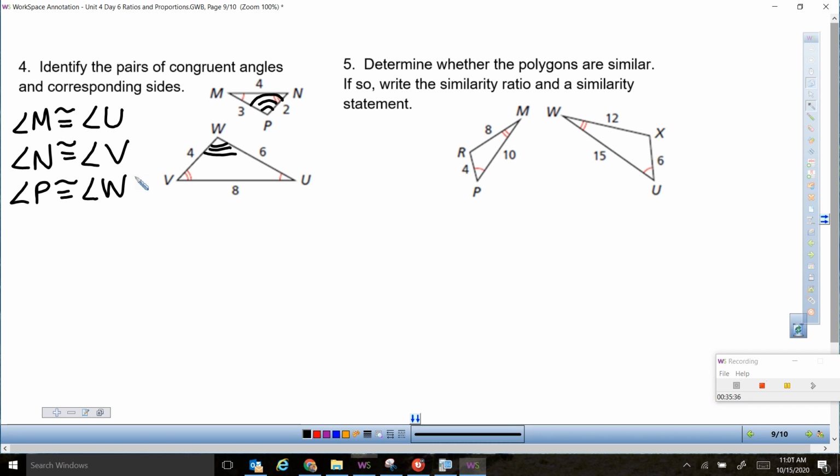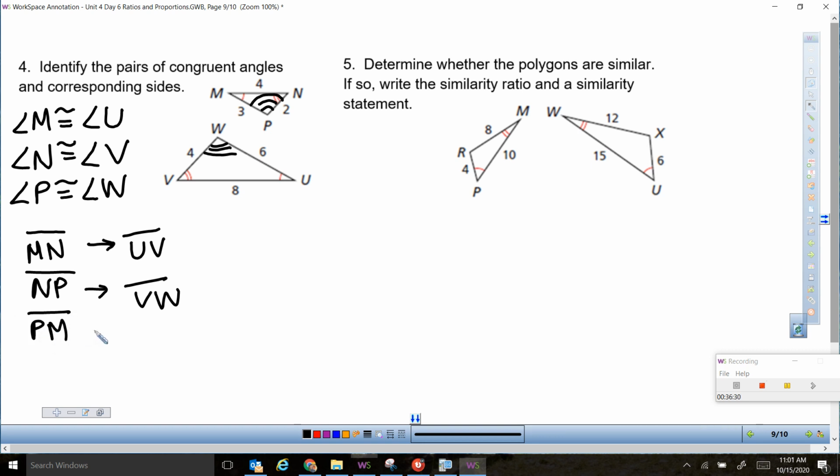And now we need to identify corresponding sides. So let's see. Let's start at the top. Side MN. And I'm just going to put an arrow saying it corresponds. And so MN, if I look at these, MN corresponds to what? UV. So we did MN, next one would be NT. So NT corresponds to VW. And the last one would be PM, so side PM corresponds to WU. So that one's just identifying.